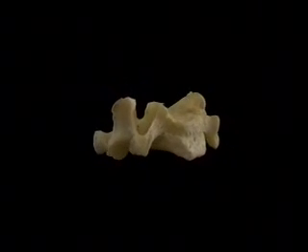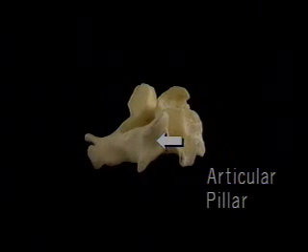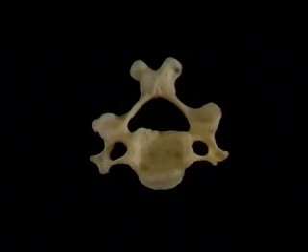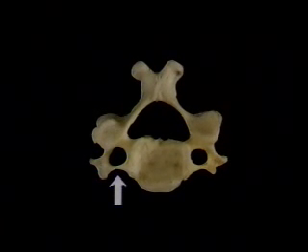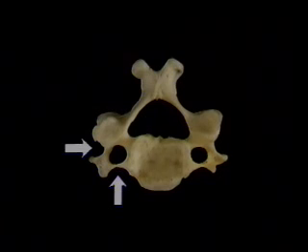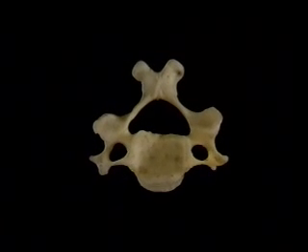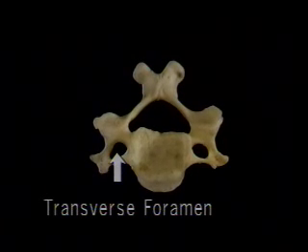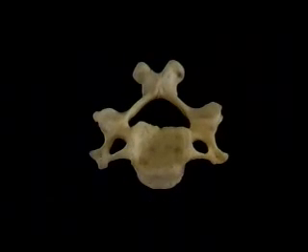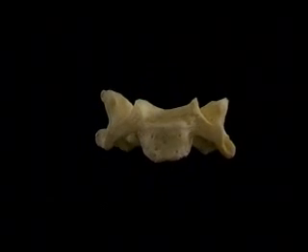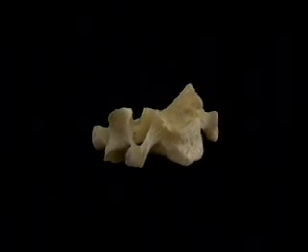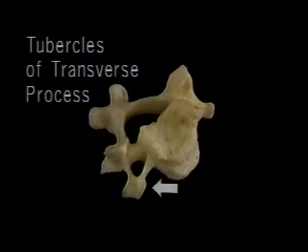The mass of bone between the articular facets is called the articular pillar. The transverse processes arise from the side of the body and also from here on the articular pillar. The transverse process of a cervical vertebra has a hole in it, the transverse foramen, through which the vertebral artery passes. The transverse process is shaped like a gutter pointing downwards. It ends in two tubercles, an anterior and a posterior, where the scalene muscles attach.